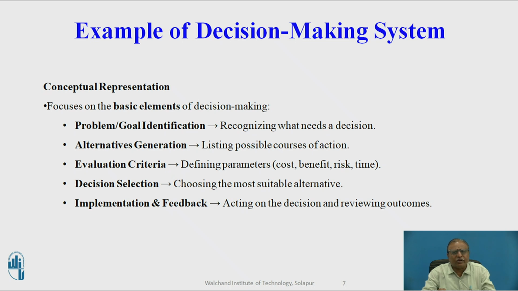Then we come to the evaluation criteria. Here we are defining some parameters, like cost, benefit, risk, and time of that methodology, algorithm, or method. Next step is decision selection. Here we are choosing the most suitable alternative. We are choosing a proper optimizing method, technique, or algorithm for solving that problem. Then we go for implementation and feedback. Finally, acting on the decision and reviewing outcomes. Here we see the results, we see the learnings, and make some corrections in the feedback. So actually implementation can take place in this phase.